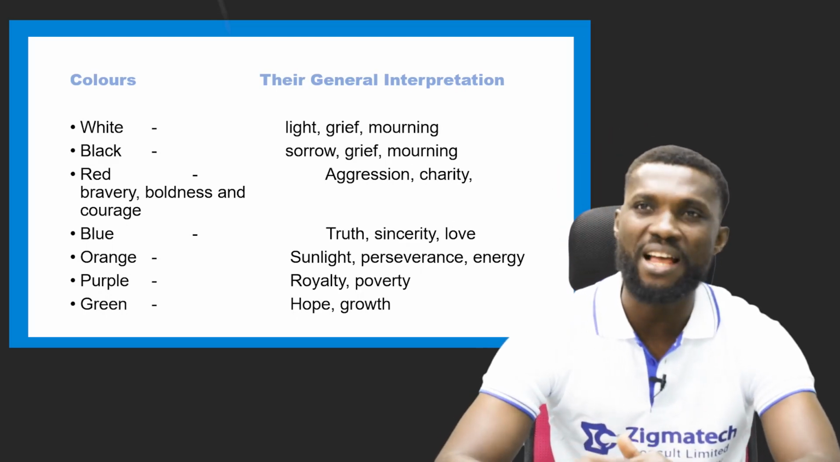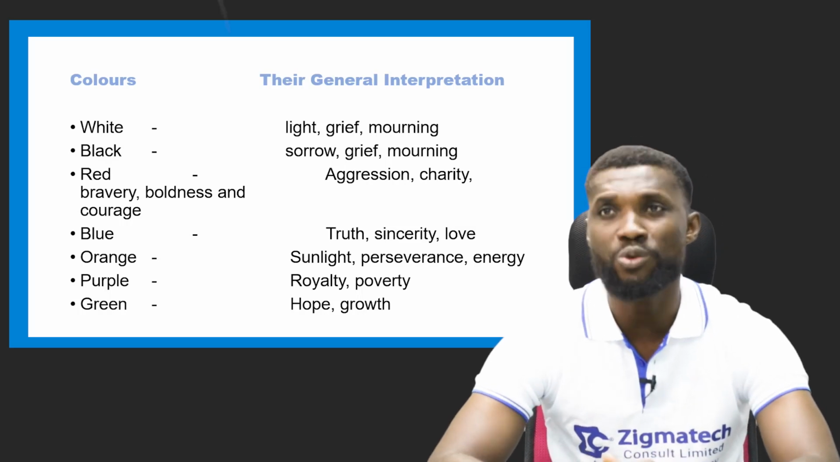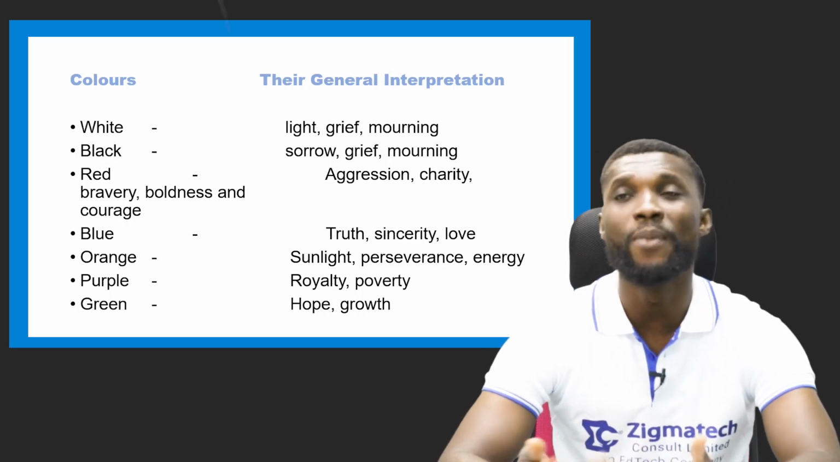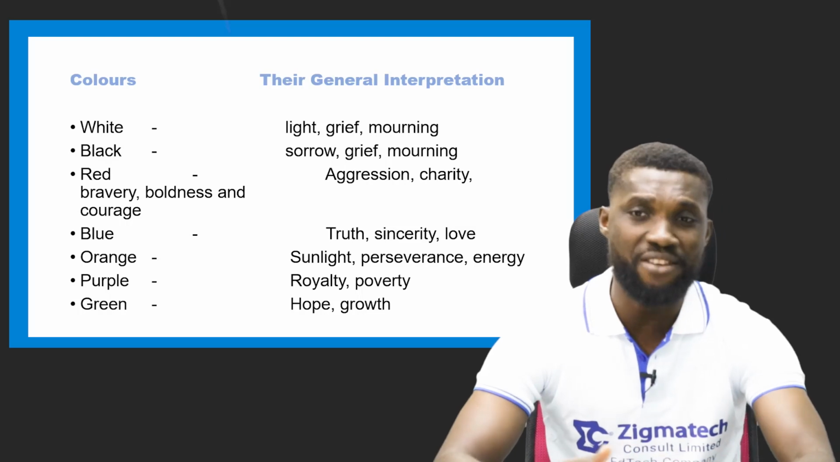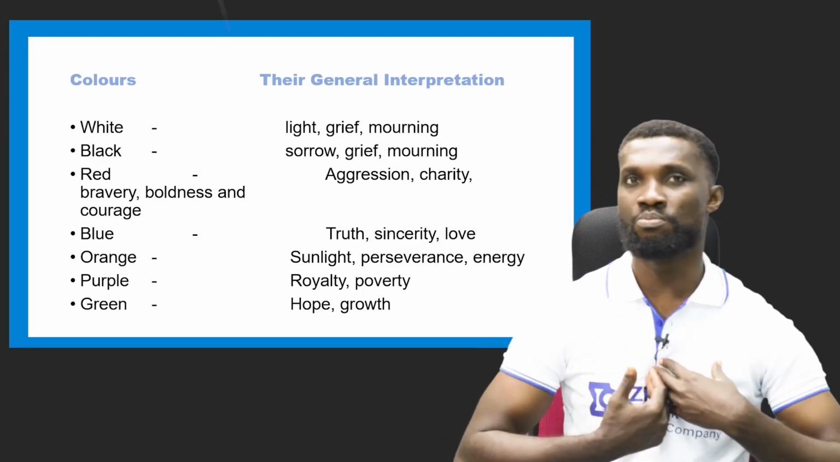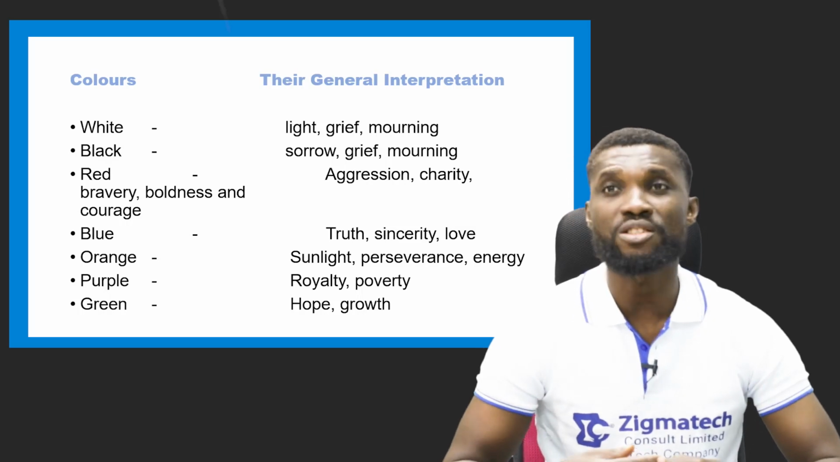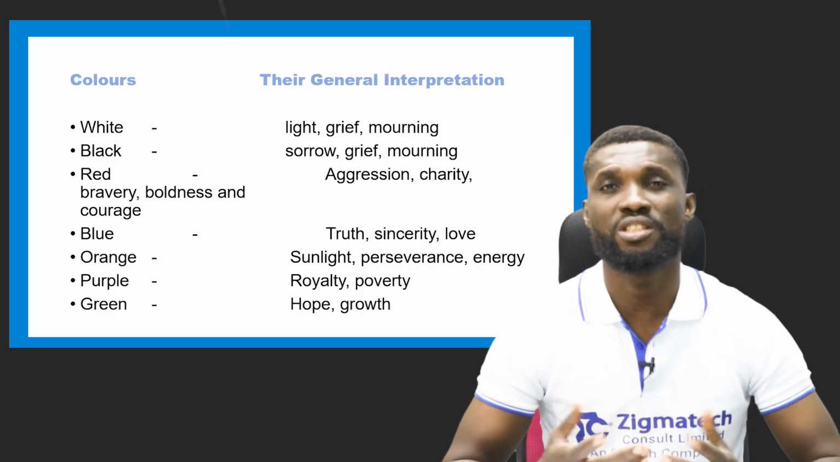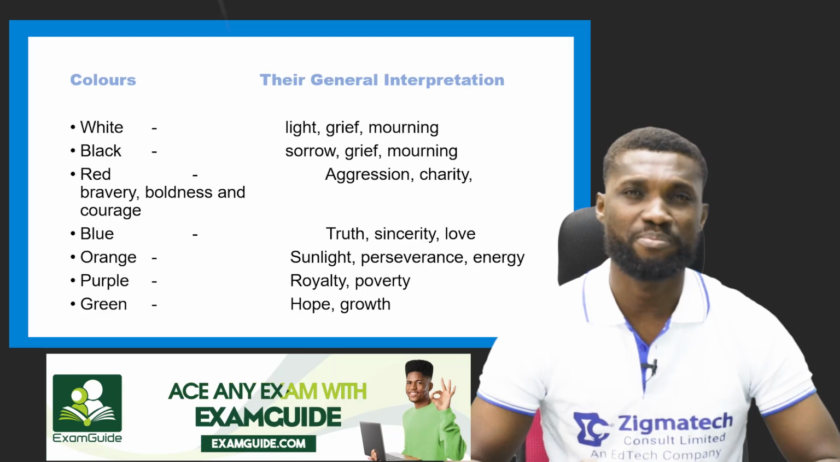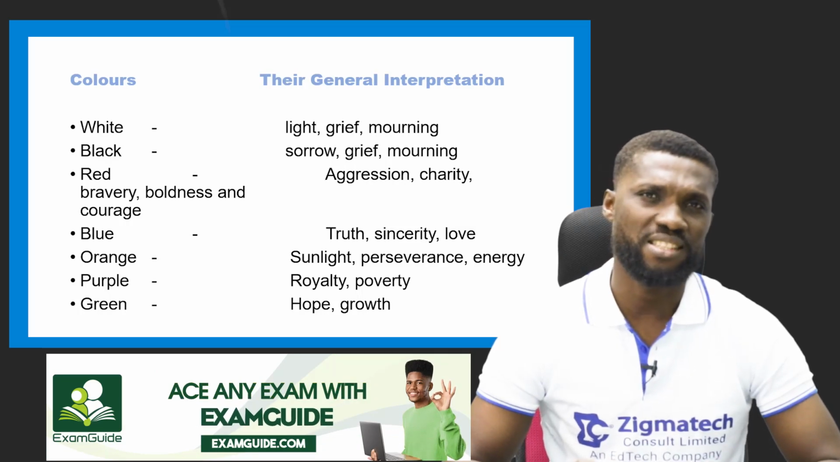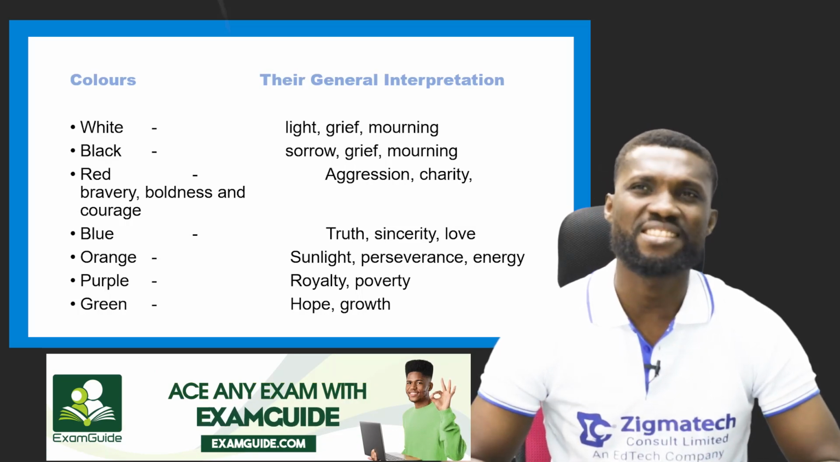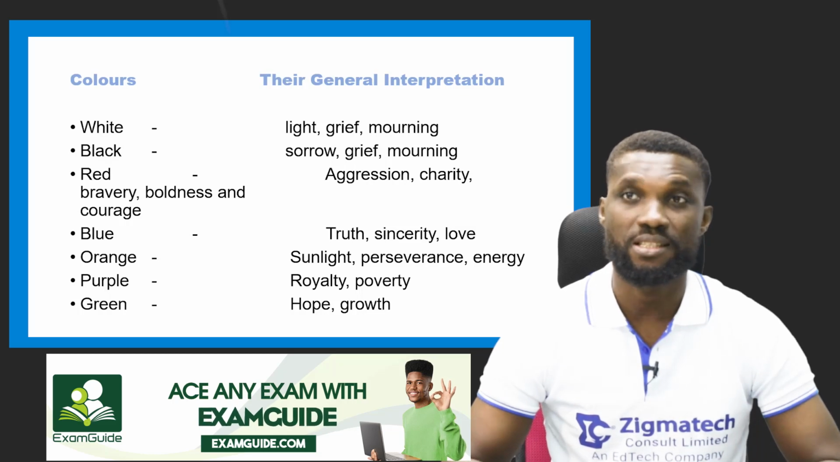Now, for black, black signifies what? Sorrow. It also means grieving and mourning. Now you see, white and black, they're even sharing the same. But to me, black is bold. Black is audacious. White is pure. White is bright. White is light. You understand? That is to me.